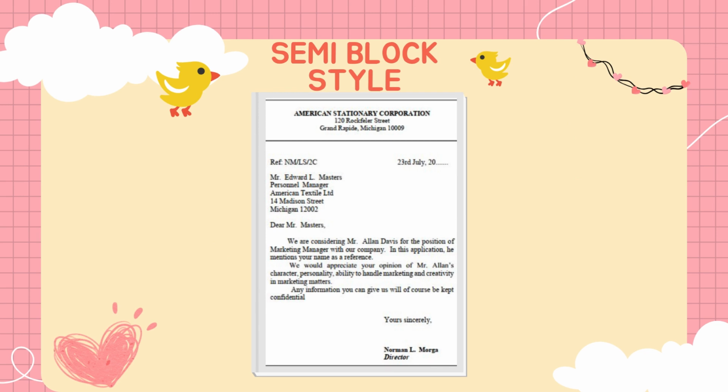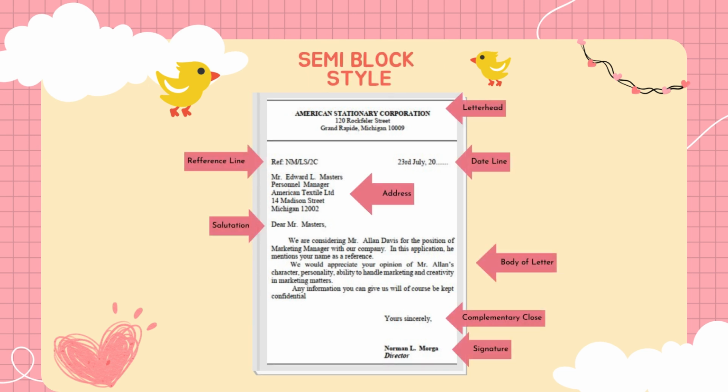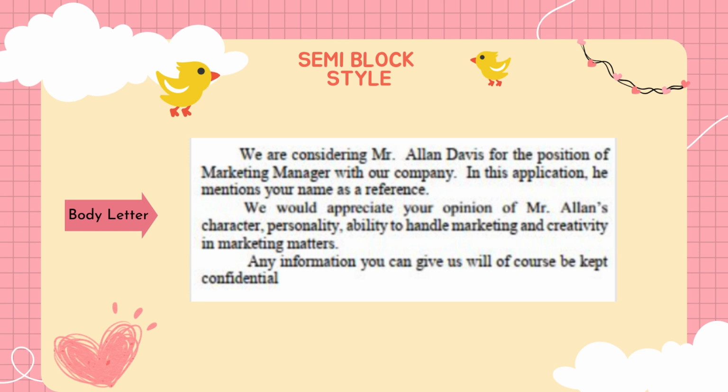Here is an example of a letter in semi-block style format. At the top of the letter, there is a letterhead. On the left side of the letter, there is a reference line, address, and salutation. On the right side, there is a complementary close and signature. The body of the letter is written with a left margin, but each paragraph starts with an indent of 5 spaces.